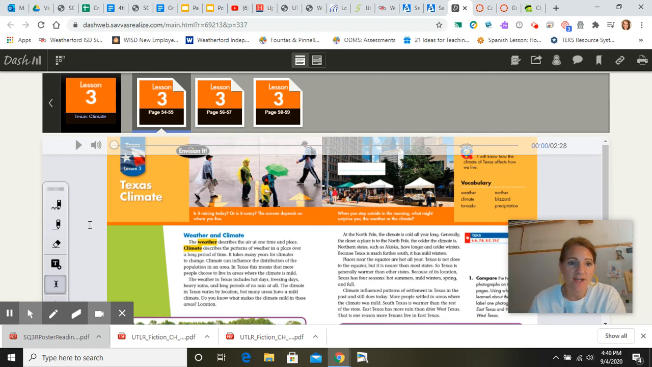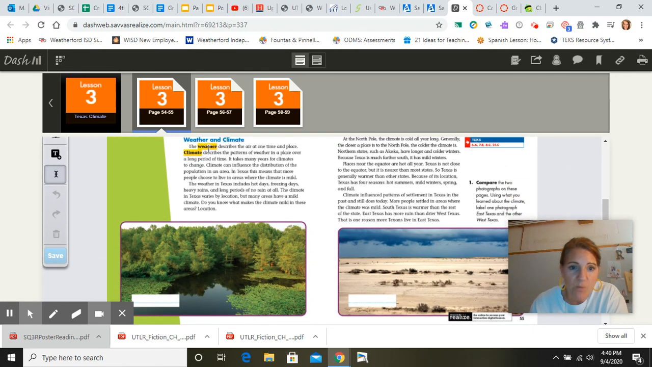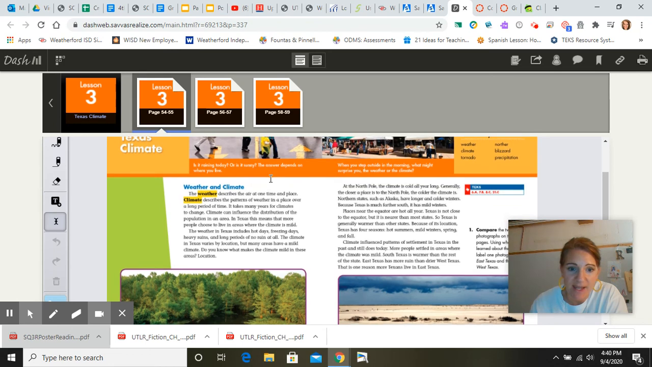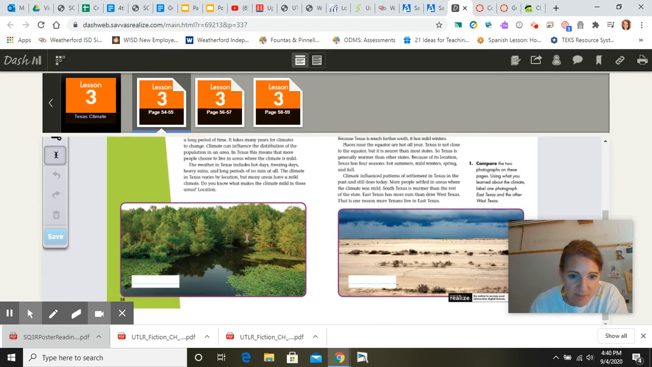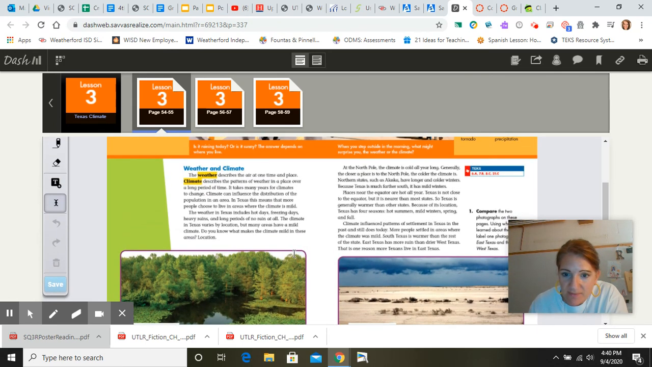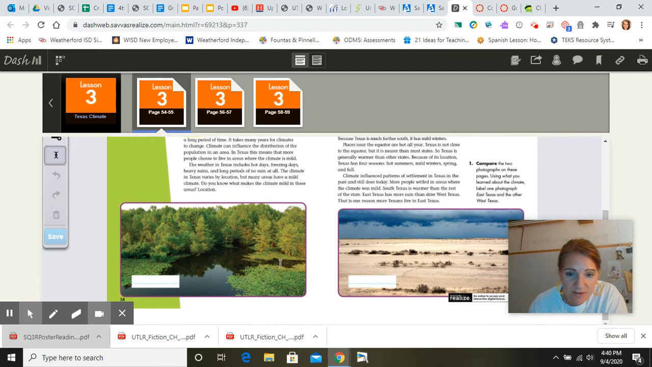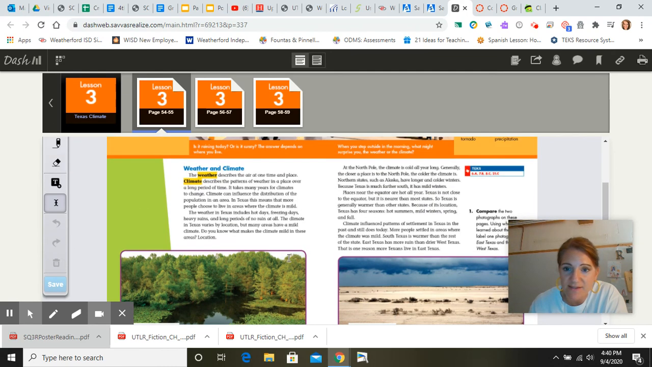So this is on Texas climate. And it says, is it raining today or is it sunny? The answer depends on where you live. And then it has weather and climate on this page. Over here, I see a picture. And then I see another picture. Looks like two completely different places.